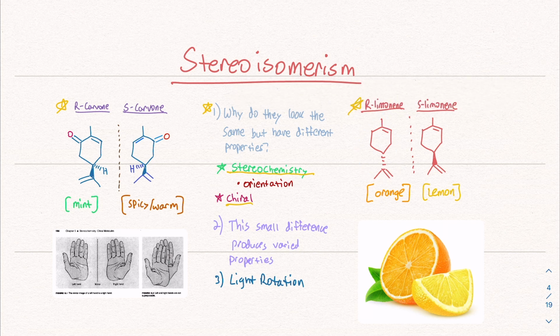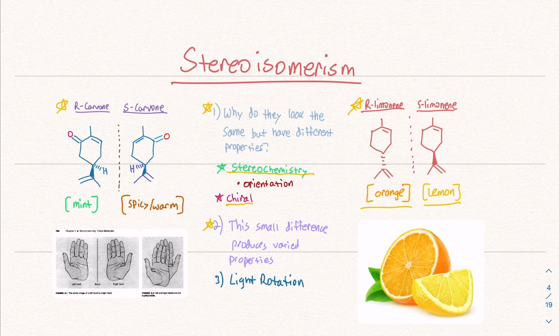This little difference offers different effects. R-limonene is responsible for the orange profile. S-limonene is responsible for the lemon profile. Two very different things. If you drink a cup of orange juice, it's very different than drinking a cup of lemon juice. So that small piece really produces a big difference.